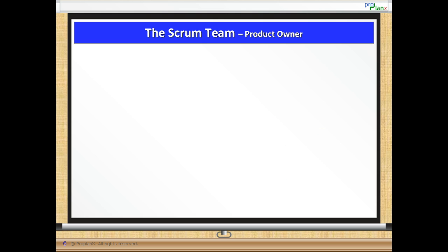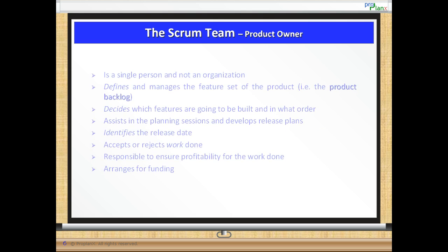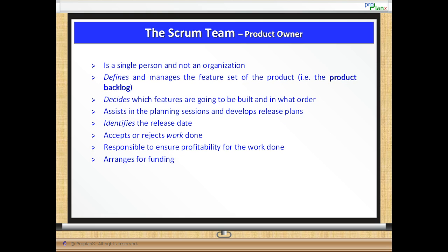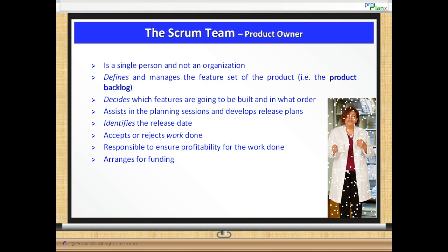The Scrum team. Product owner. One of the entities of the Scrum team is the product owner. The product owner is a single person and they represent the customer. It is they who manage their requirements in the form of a product backlog. Since they know what provides them the most business value, the product owner needs to determine what features get built and in what order.